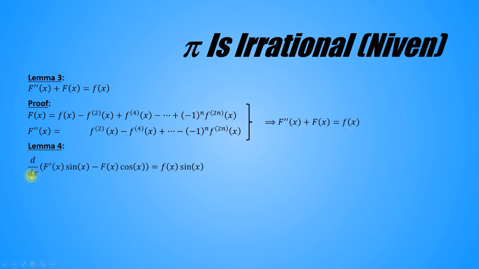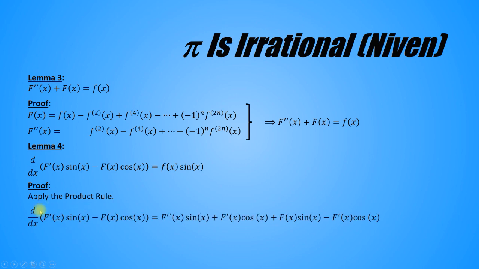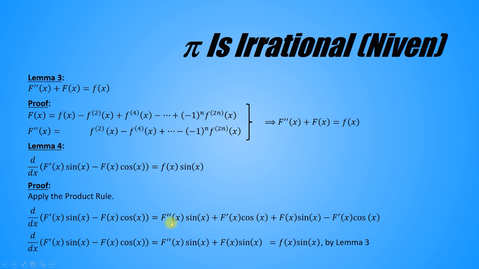Lemma 4. The derivative of capital F prime of x sine of x minus capital F of x cosine of x equals little f of x sine x. So the proof is a straightforward application of the product rule from calculus. So taking the derivative of this first product here, I get capital F double prime of x times the sine of x plus capital F prime of x times the cosine of x. And taking the derivative of this second product here, I get capital F of x sine of x minus capital F prime of x cosine of x. But notice the second and fourth terms are going to cancel out. So when I add those together, I just get the first and third terms, like so. But by lemma 3, that equals little f of x sine of x. So that proves lemma 4.